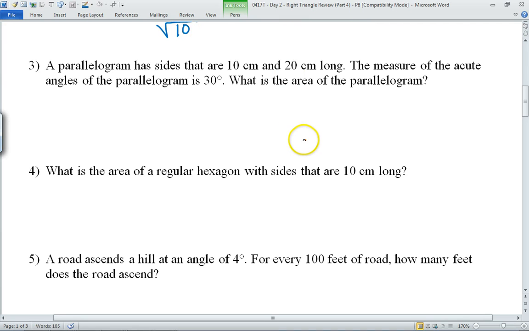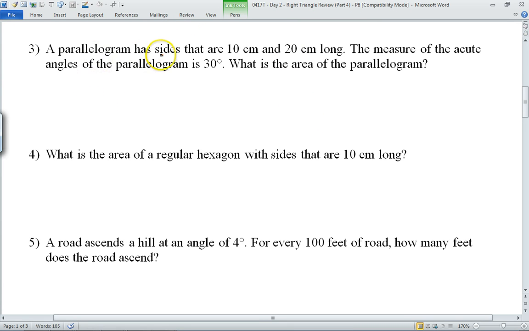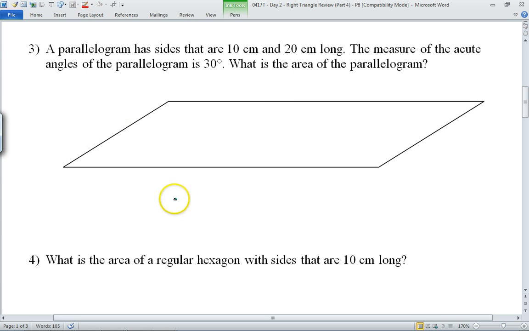Okay, let's take a look at problem number 3. A parallelogram has sides 10 and 20. The measure of the acute angles is 30 degrees. What's the area of the parallelogram? Again, we better draw a picture. So here's a parallelogram. The sides are 10 and 20. So let's say this is length 10, and this side right here would be length 20.